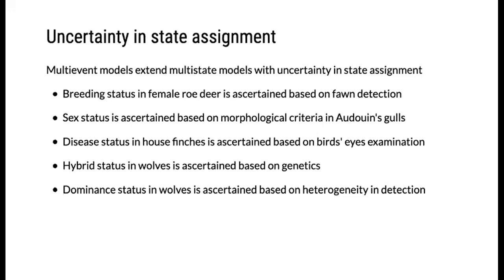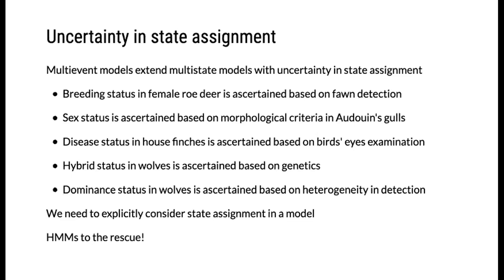So all these examples have something in common: the difficulty, or even the impossibility, of assigning a state with certainty to individuals or to some individuals. To deal with this issue, we need to explicitly consider the process of assigning a state to an individual in a model. To do that, we'll use HMM, hidden Markov models.